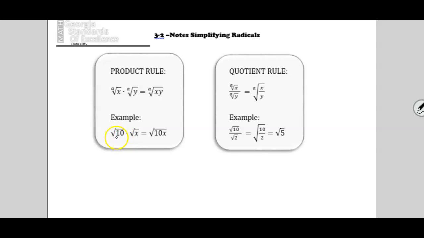We have the square root of 10 times the square root of x equals the square root of 10x. The quotient rule again tells us if we divide radicals that have the same index, and we divide the terms underneath, we can apply the radical to both of them. We don't have to leave the radical over the top and the bottom. We can extend the radical to both of them because it's the same radical. Here's an example. You have the square root of 10 divided by the square root of 2, which equals the square root of 10 over 2, which is the square root of 5, because 10 divided by 2 is 5.